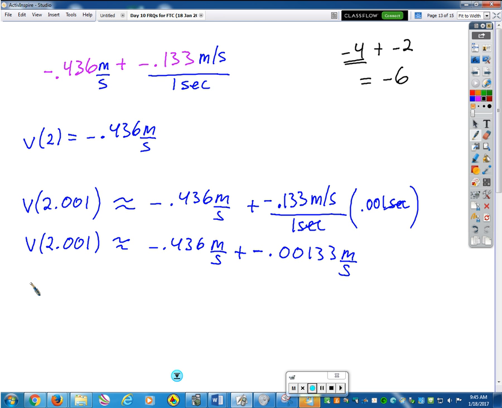Okay, velocity. You've got to get this memorized. Velocity is the rate at which position changes. Let's write that down.